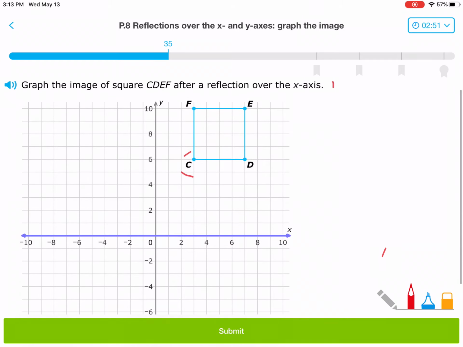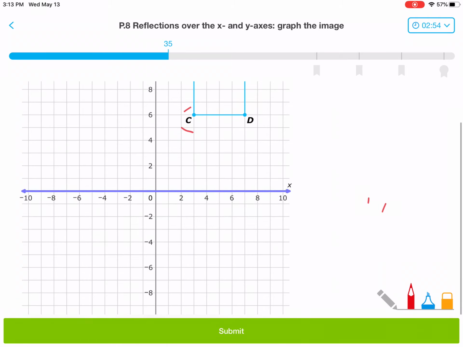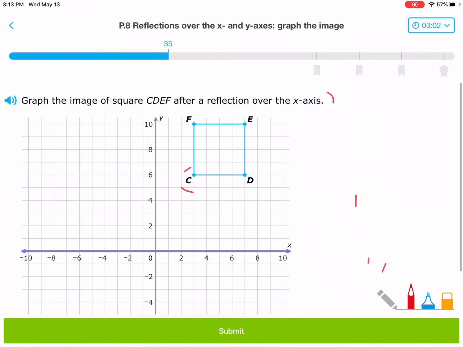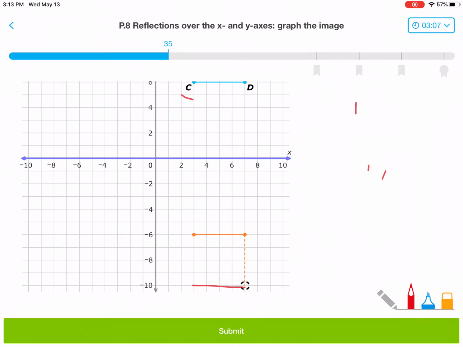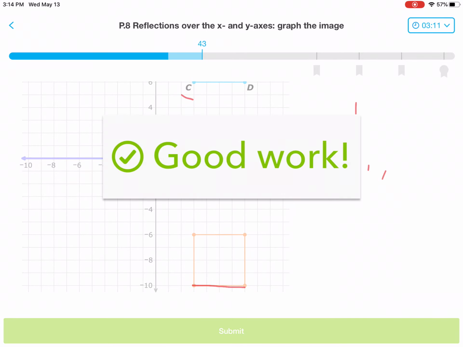C is 6 away, so it'll be 6 away down here. And D is the same distance, okay? And then F and E are 10 away. I always do this wrong. Okay? Now we're right.